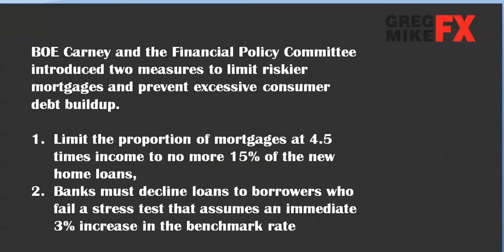Well, the Bank of England's Carney and the Financial Policy Committee introduced two new measures to limit riskier mortgages and prevent excessive consumer debt buildup. The first was a limit on the proportion of mortgages at 4.5 times income to no more than 15% of the new home loans. So if banks have a new home loan, they have to limit their total loans outstanding to 15% to those borrowers who have a mortgage request of 4.5 times their income.